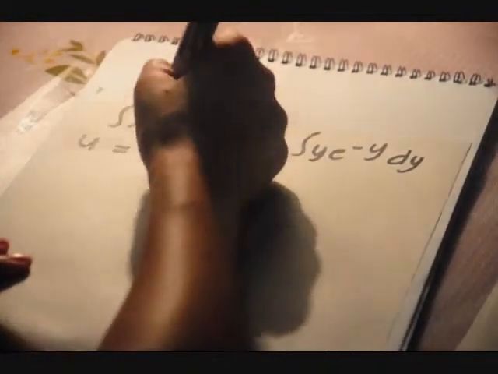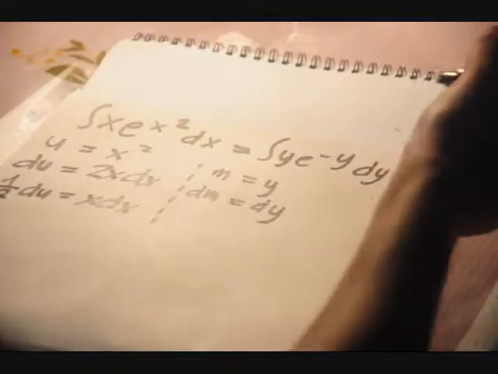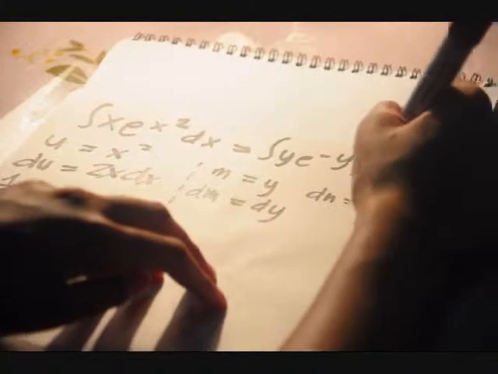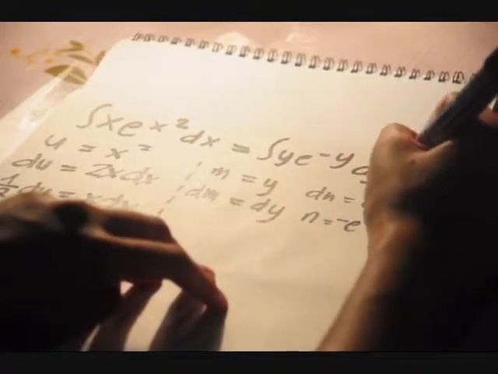Integrate both sides. I will first integrate the left side. So I will let u is equal to x squared. I will have du is equal to 2x dx and it will become 1 half du equal to x dx. On the right side, I will let m is equal to y. So dm is equal to dy. And I will let dn be e raised to negative y dy. And so n is equal to negative of e raised to negative y.